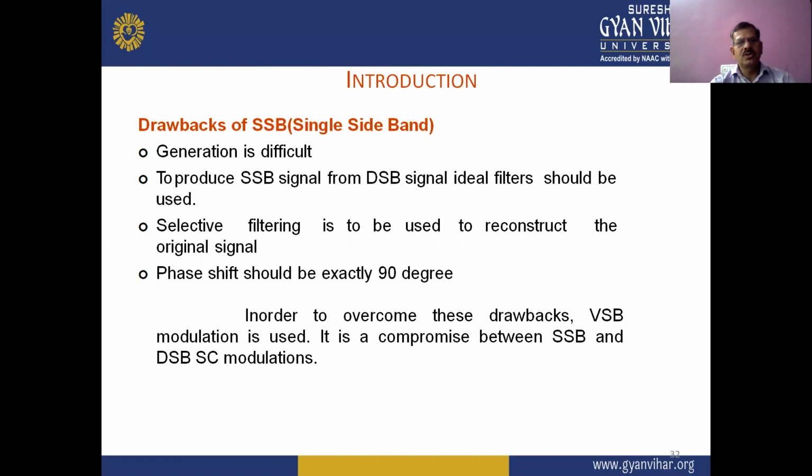To produce an SSB signal from double sideband signals, ideal filters should be used, and selective filtering is to be used to reconstruct the original signals, and the phase shift should be exactly 90 degrees. In order to overcome these drawbacks, VSB or vestigial sideband modulation is used. It is a compromise between SSB and DSB double sideband suppressed carrier modulation.